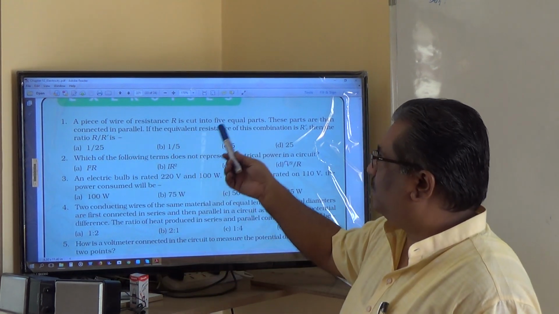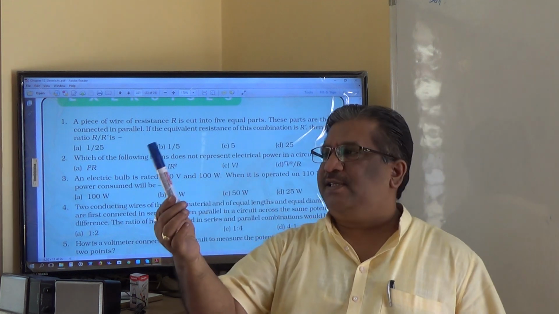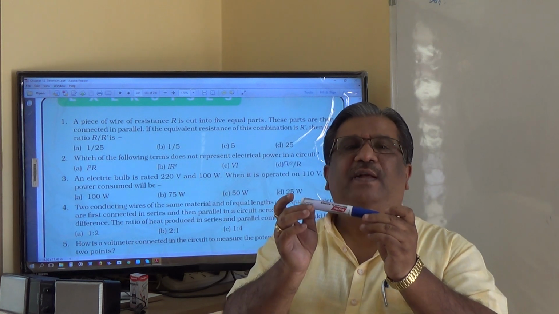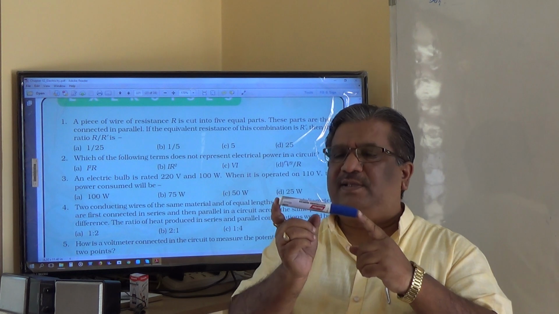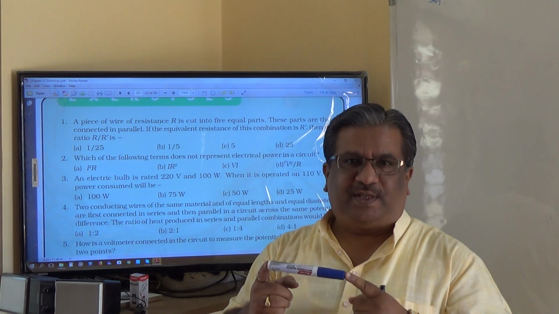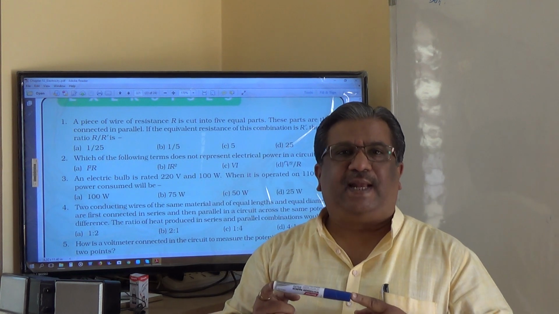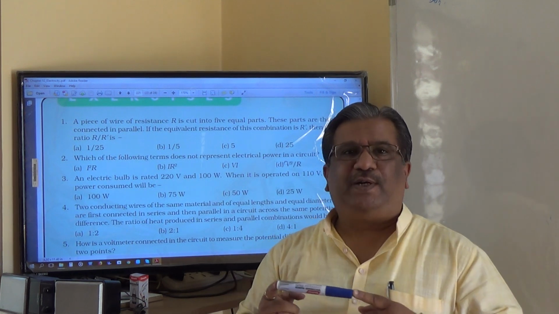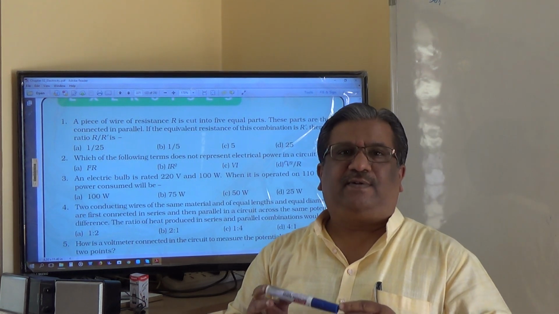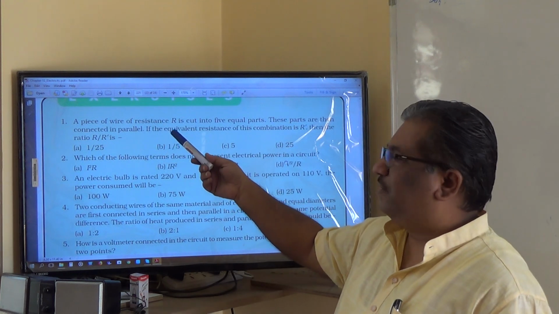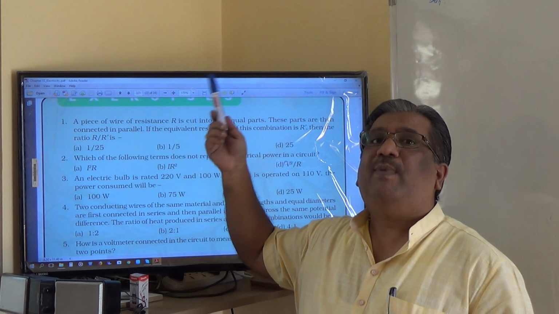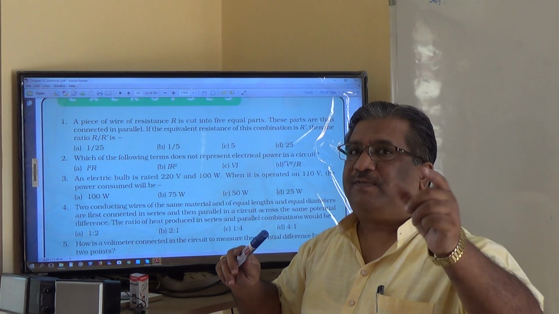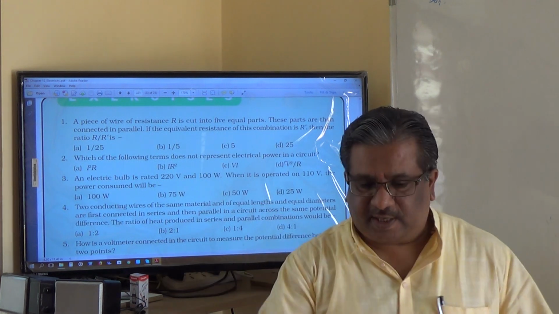A piece of wire of resistance R is cut into 5 equal parts. Suppose this is a resistor wire of certain length, and suppose the resistance of this be R. If I cut this into half pieces, what is the resistance of each piece? R is directly proportional to the length. If the length is increased by 2 times, the resistance also increases by 2 times. If the length is halved, the resistance is halved. Therefore, if L is the length of the wire and the resistance is R, then each part has length L by 5, because 5 parts have been made. So the resistance of each part of the wire will be R by 5 here. So let's try to solve this one.